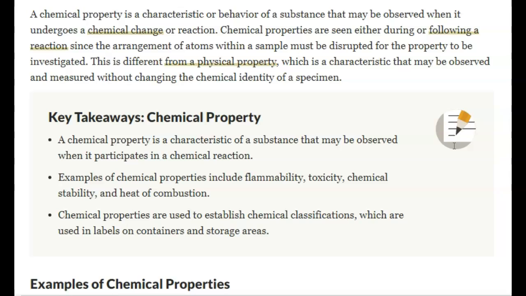Chemical properties are used to establish a chemical classification or are used in labels on containers and storage areas. So if you go back to one of the bottles, and I'll probably try to show you in class, it's going to tell you on the back of it what the chemical properties are, so we know what it can be harmful, what it can be used for, and so forth. It'll say things like keep away from flame. It'll say that it could be corrosive. It could be an irritant to the skin, all those kinds of things that are chemical properties.